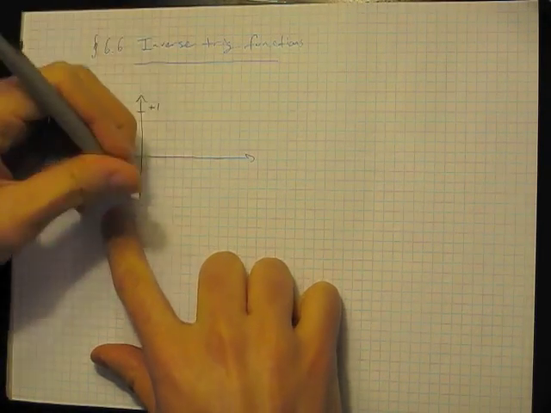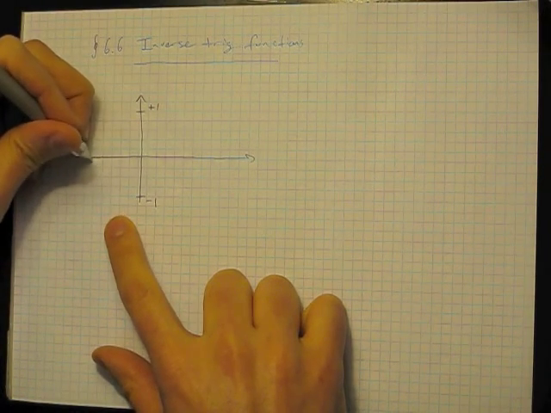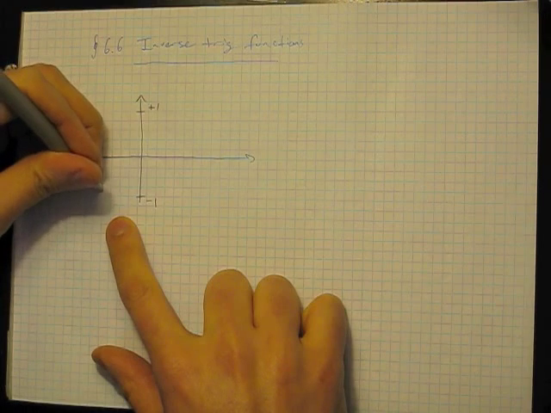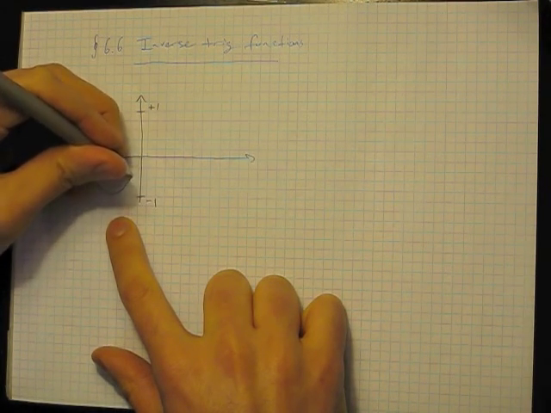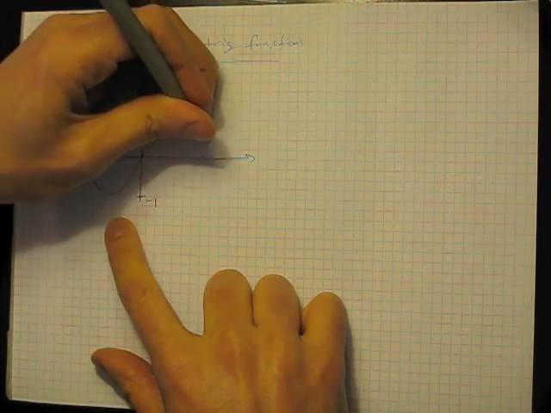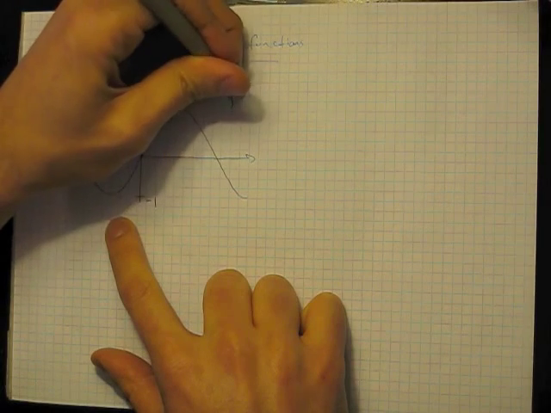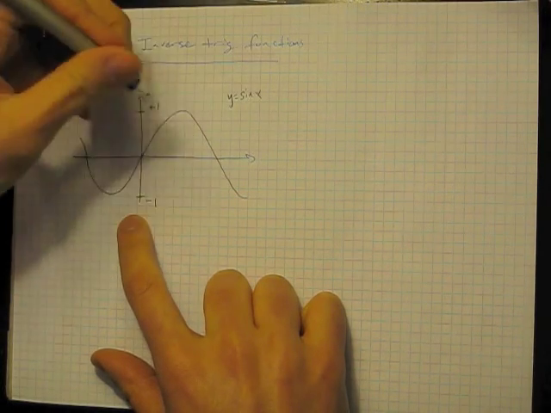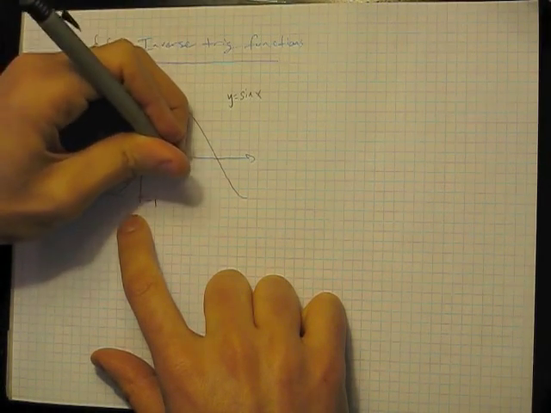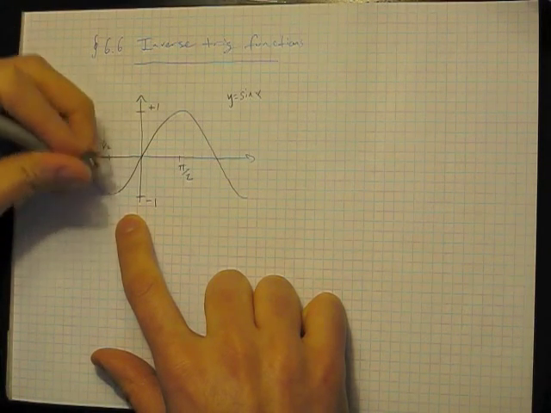So this is +1 here, and this is -1 here. And sine looks like this. It goes down to -1, and then it's 0, and then it's up at 1, and it goes like that. Okay, so this is y equals sine of x. This value here is pi over 2, and this value here is minus pi over 2.